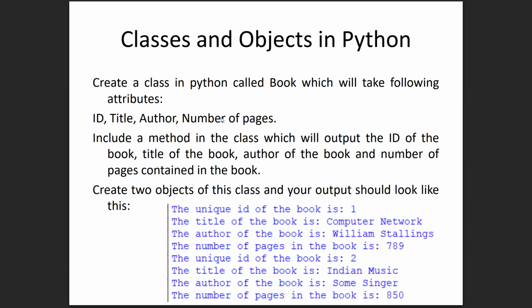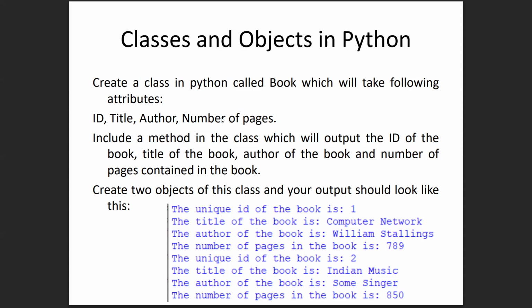Now see the example. Create a class in Python called book, which will take the following attributes. It means we have to create a class whose name is book. So by using this class name book, you have to create a class. The attributes it will take are ID, title, author, and number of pages. You have to include these parameters.